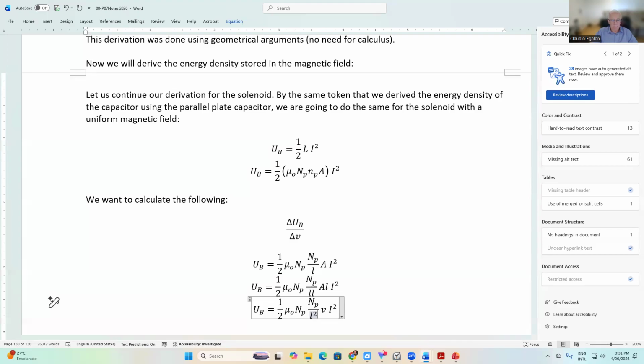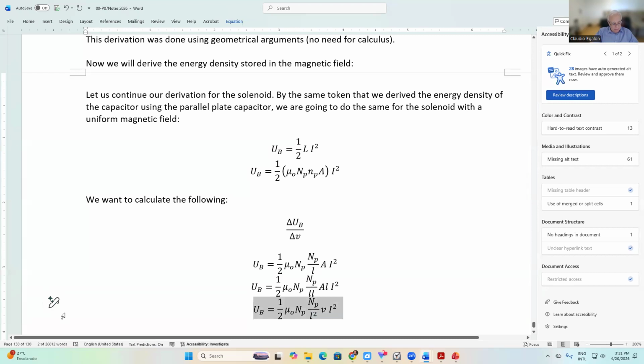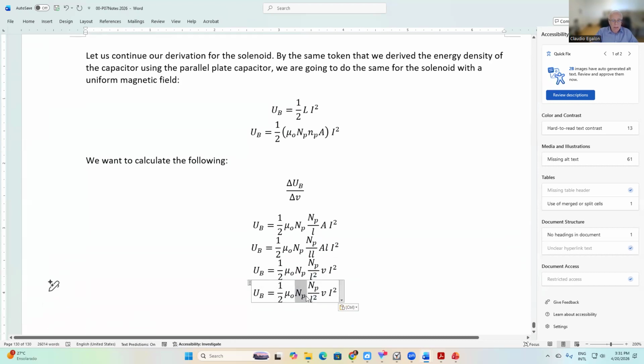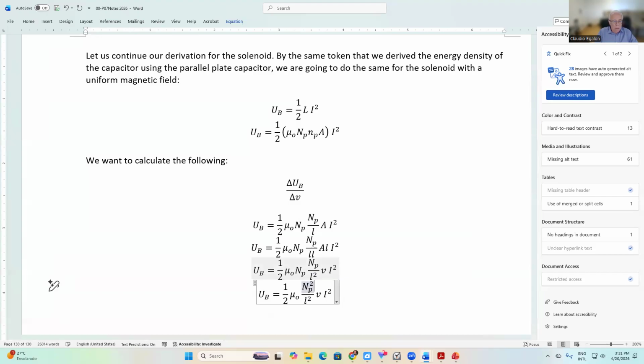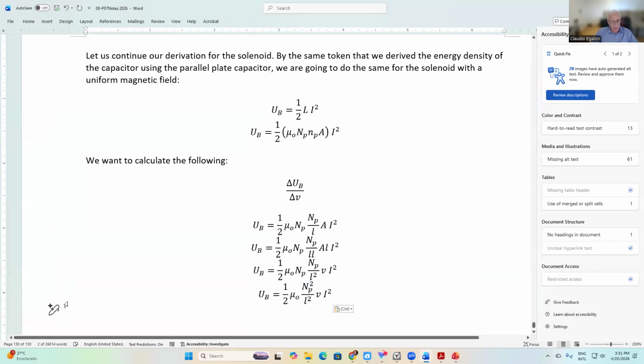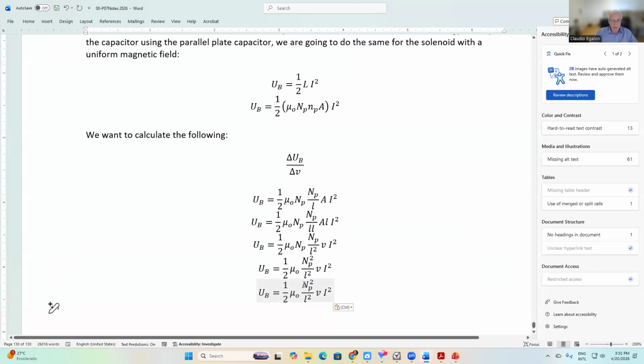Okay. And now this capital N combined with this other capital N, we square it. So I'm gonna simplify my equation. Like that. It becomes NP squared, and then NP squared divided by L squared is gonna be lowercase nP squared. We reduce it to a simpler equation, just like that.